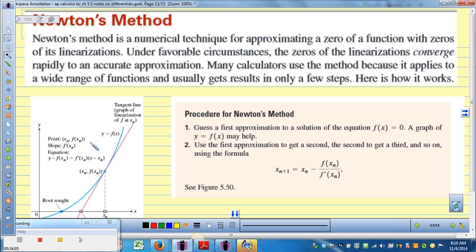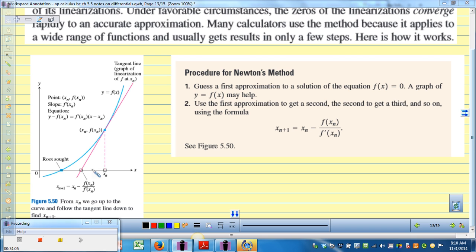Now let's get to Newton's method. The lab topic. So, take a look at the text here. You don't have to write that down. I'd rather you watch and understand what this means rather than writing a great deal. So it says Newton's method is a numerical technique for approximating a zero of a function using zeros of its linearization, or its tangent line. So if I look at the function we have here, the blue function, and I'm trying to approximate this root. Okay?